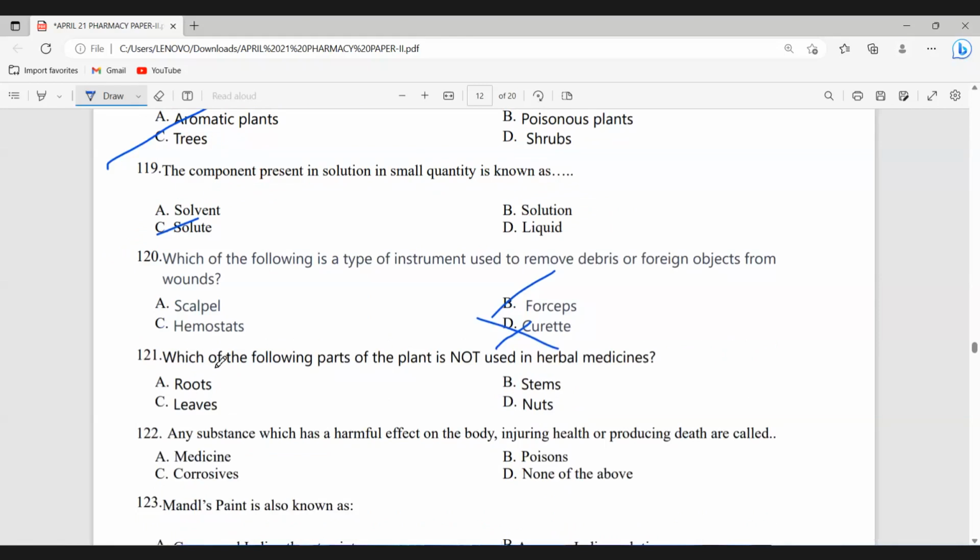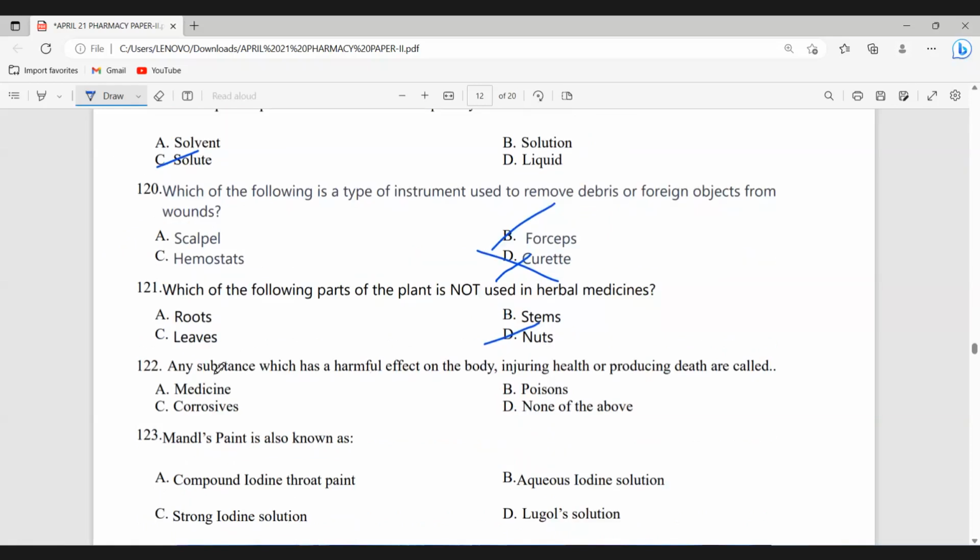Then 121, which of the following parts of the plant is not used in herbal medicines? Nuts we can't use. Rest all we can use, but nuts we can't use. 122, any substance which has a harmful effect on the body, injuring the health or producing death is called poison.